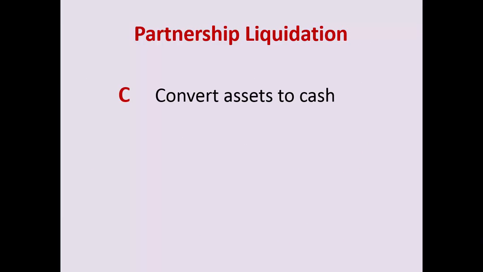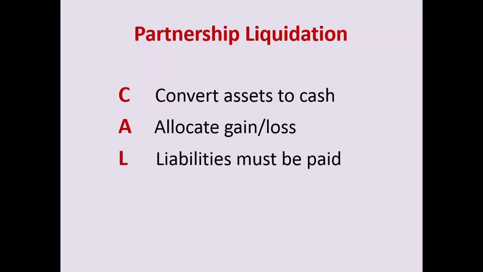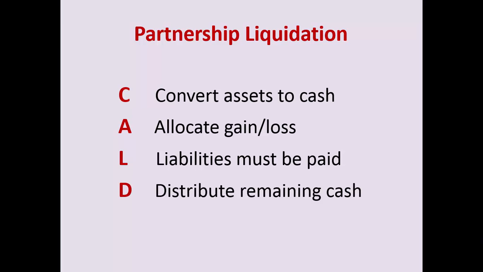So the steps to remember: C, convert your assets to cash. A, allocate the gain or the loss. L, your liabilities, your creditors must be paid first. And then finally, D, then you can distribute anything that's left to the partners. And unfortunately, in some businesses, there may not be any left.